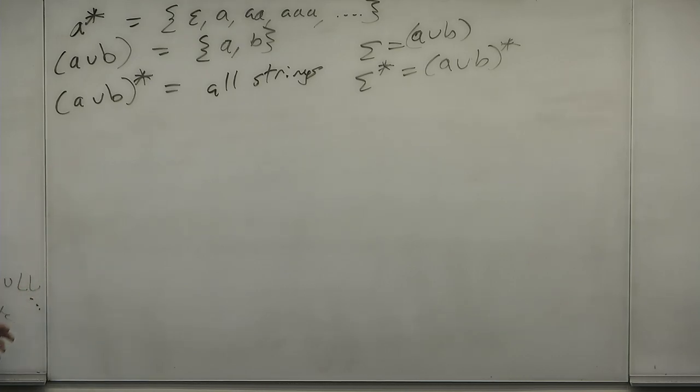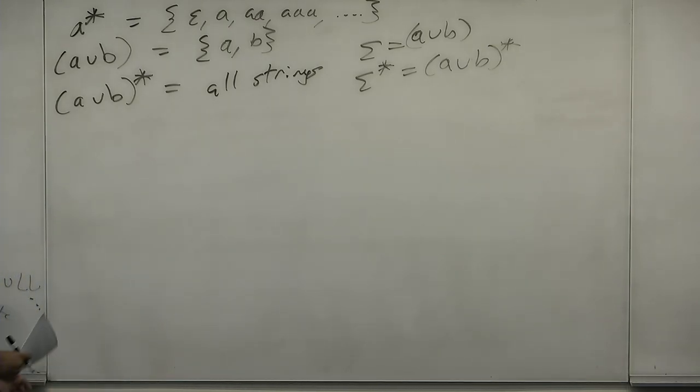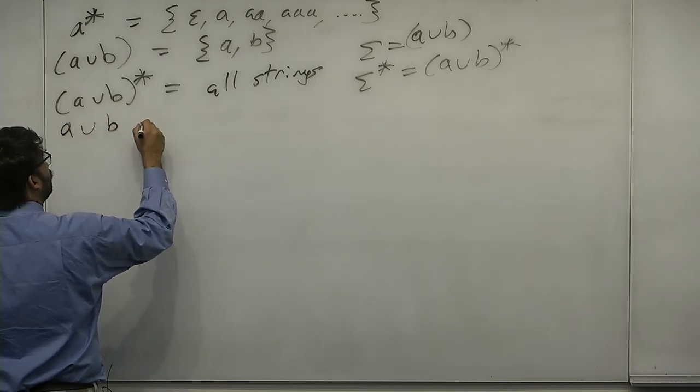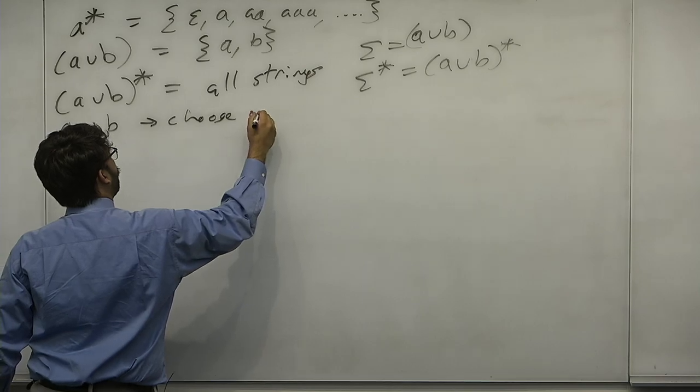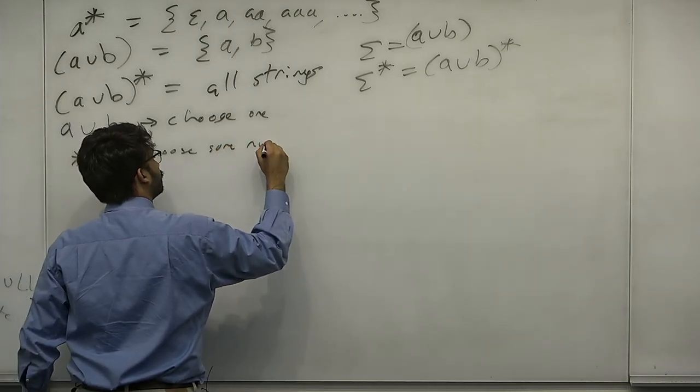So what is a regular expression? First off, a regular expression is non-deterministic. You can think of it as a specification, a program of a specific regular language, or you can think of it as a superposition of one of the strings in that language that is yet to be determined. When you take a union of things, you can think of that as non-deterministically choosing one of those things. And then you can think of a star as non-deterministically choosing some number of things. So union, you choose one. And then star, you choose some number, zero or more.